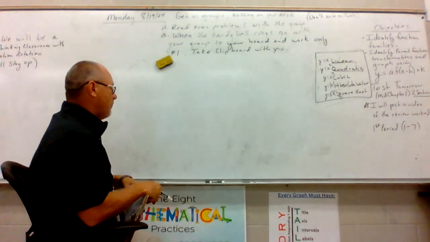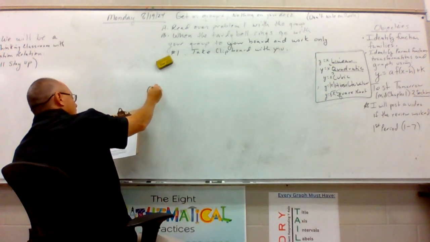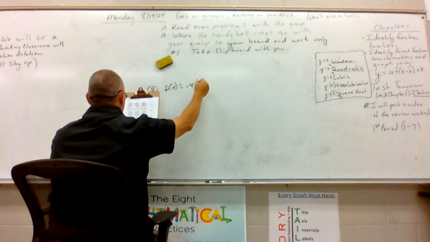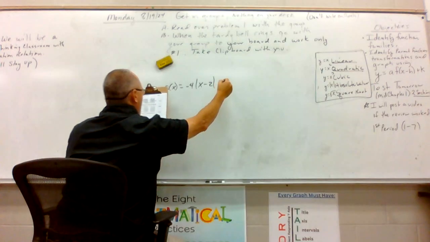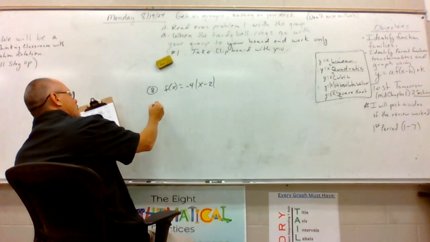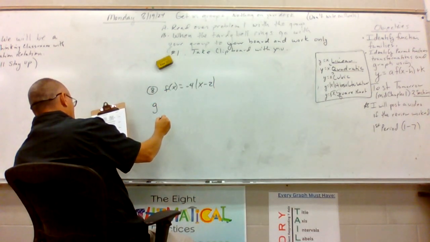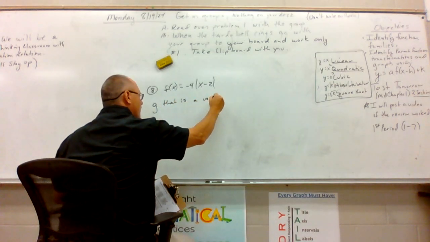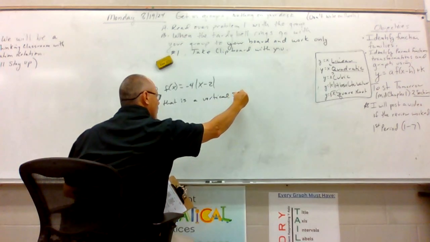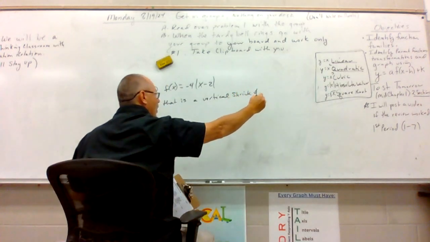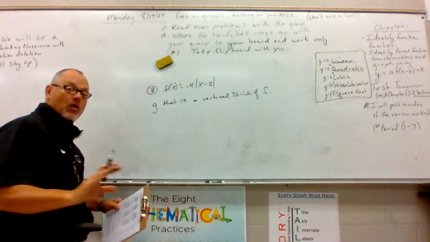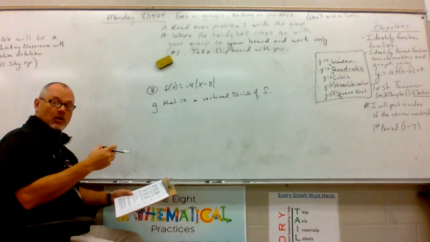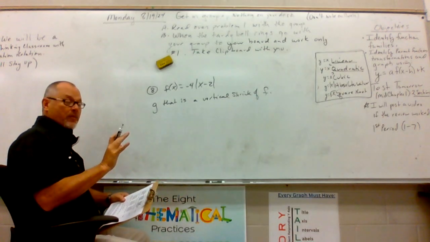Now, let's go to number 8. Number 8 says f of x equals negative 4, absolute value of x minus 2. It says create a g that is a vertical shrink of f. Honors or regular, this is more honors, but everybody has to know it eventually, because by the time we take the chapter test, everybody's going to know it.